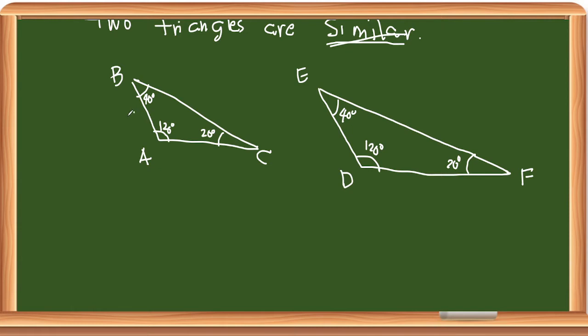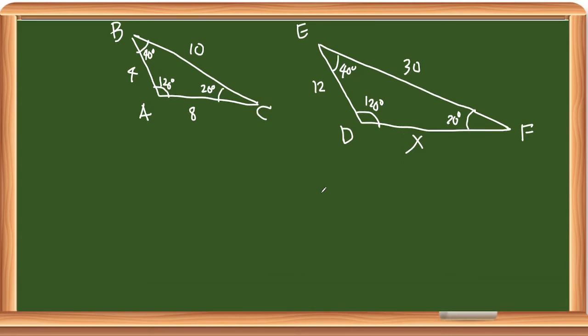And let's say this is 4. And this is 12. And this is, let's say this is 10. And this is 30. Okay? Ganyan lang for example. Ay, tama. Sorry. 30. And we have to find for this. This is 8. And we're going to look for x. Okay? So, for example, ganyan.